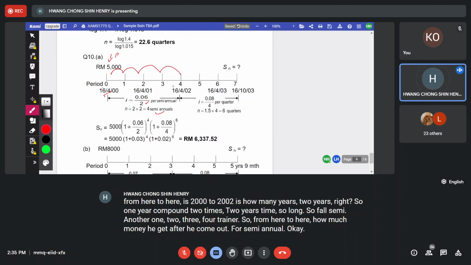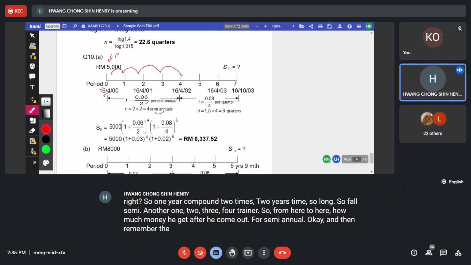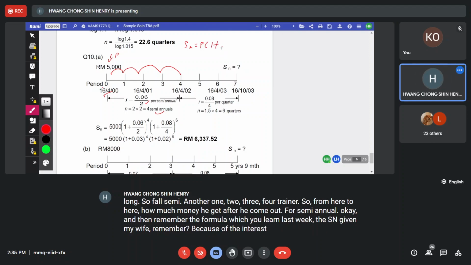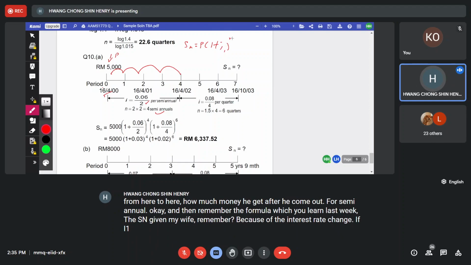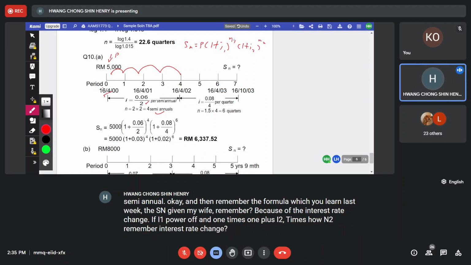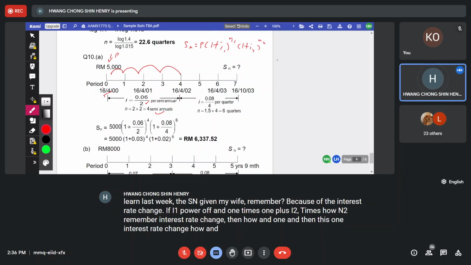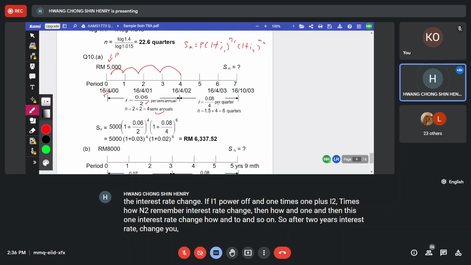Remember the formula which you learned last week. The S_n is given by what? Because of the interest rate change, you have (1 plus i1) to the power of n1 times (1 plus i2) to the power of n2. Remember, interest rate change, then power n1, and then the next interest rate change, power n2, and so on. So after 2 years, the interest rate changes to 8% per quarter, so we divide by 4.